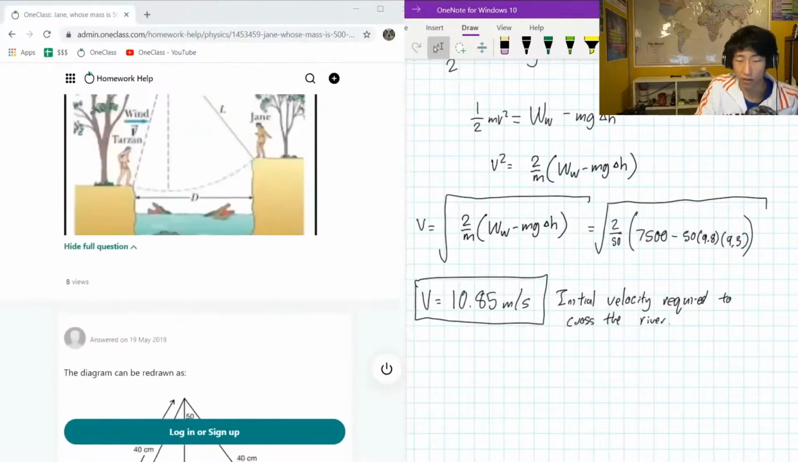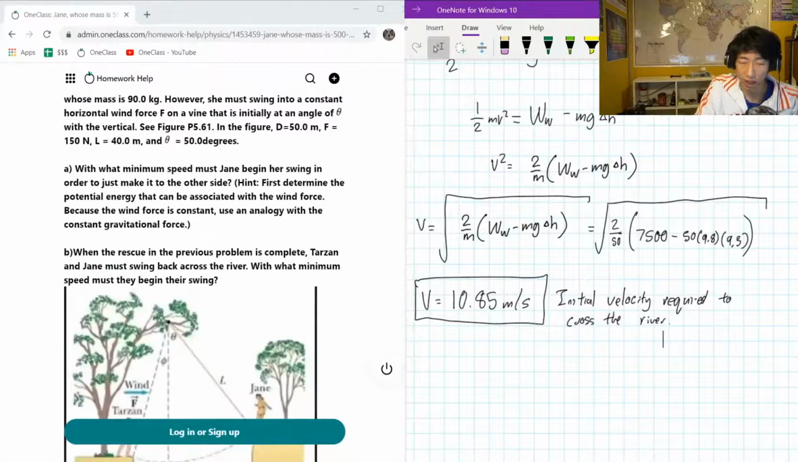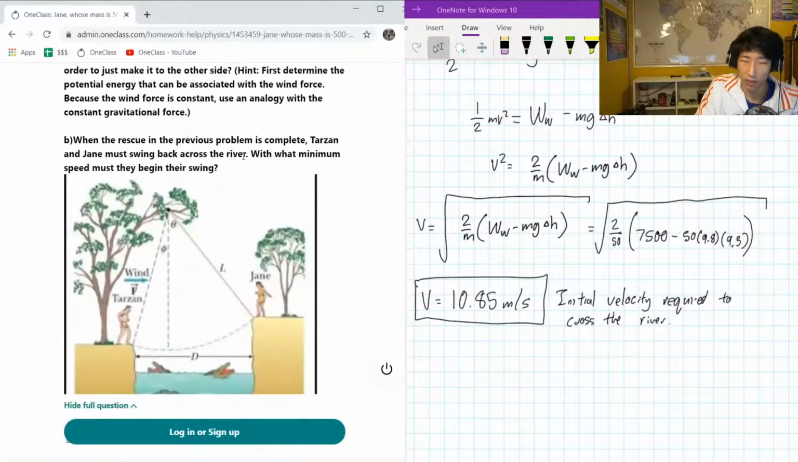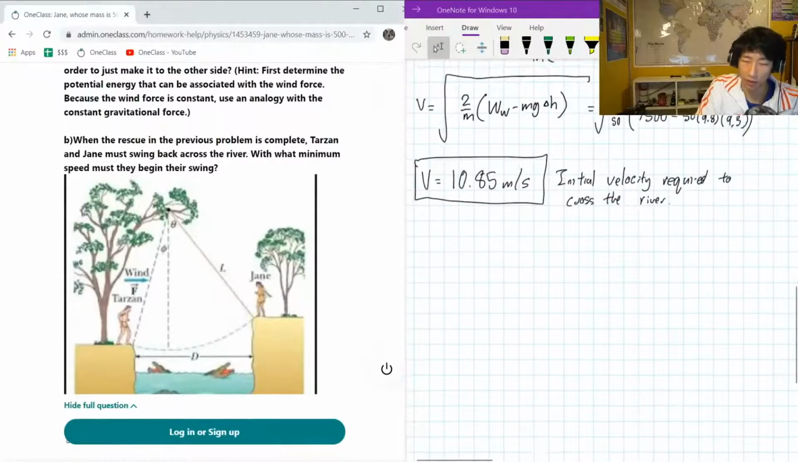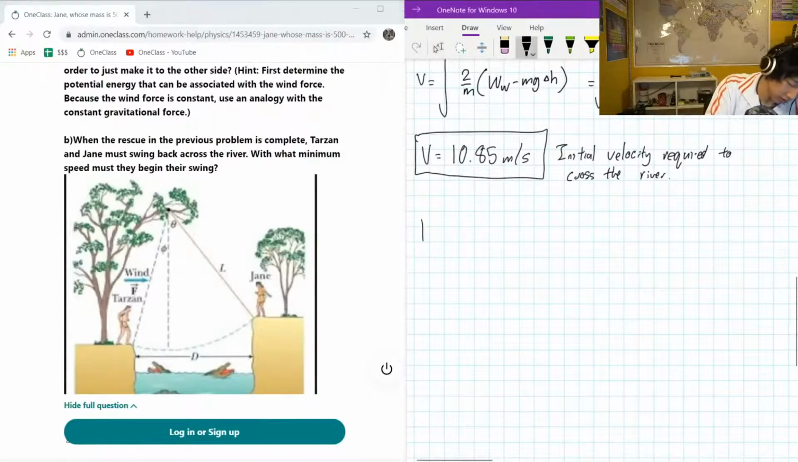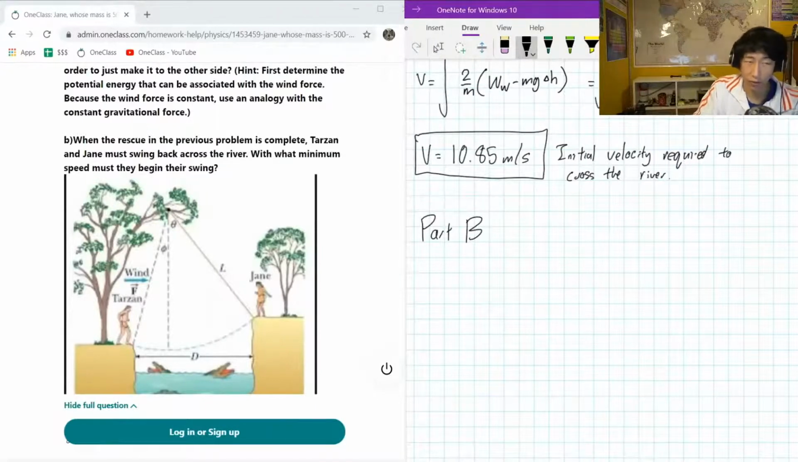Okay, so part B of this question is asking us, now they're trying to go backwards. So Tarzan and Jane are trying to swing back to go the other way. What is the minimum speed that they need to make that possible? So now we want to set up the equation in a different way. So part B, still the same situation, the same setup, the same forces and everything. Let's pay attention to the wind. The wind is going towards the right, so in this case, the wind is going to be helping us. And we're also going to try to arrive with zero kinetic energy.